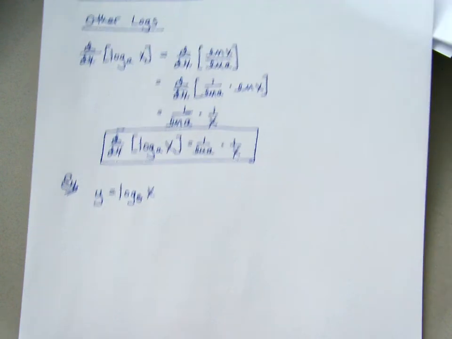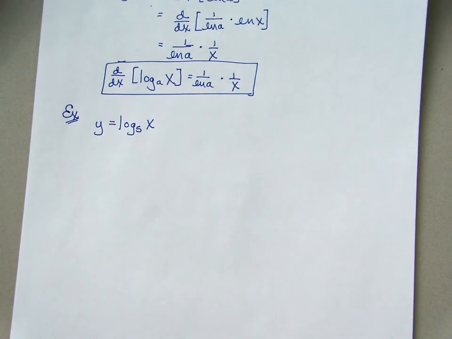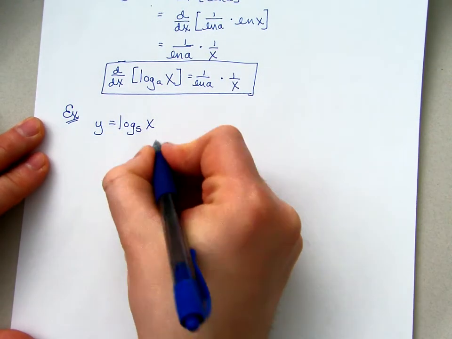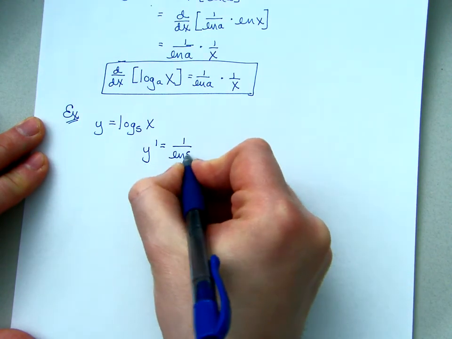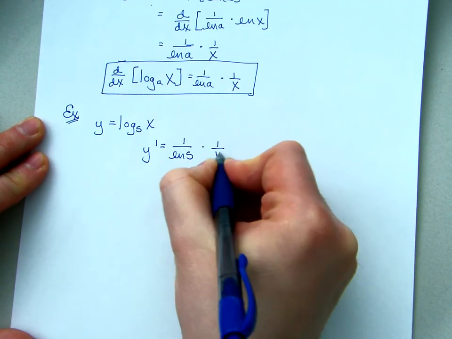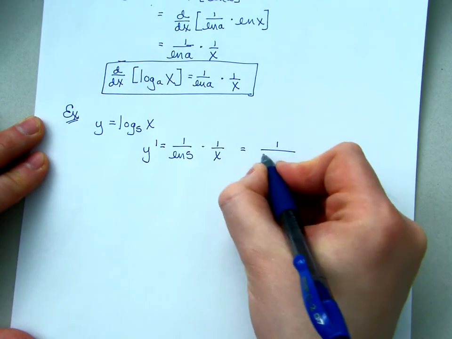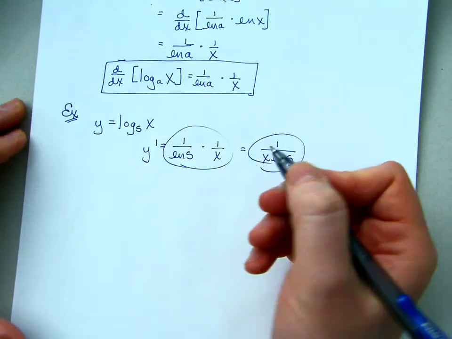So first, hopefully pretty easy example. We're going to take a look at y equals log base 5 of x. There's nothing fancy that I need to do here. I'm just going to use my new rule exactly the way it's written. And I'm going to get a derivative of 1 over the natural log of 5 times 1 over x, which we could clean up and say 1 over x ln of 5. I'd be fine with either.